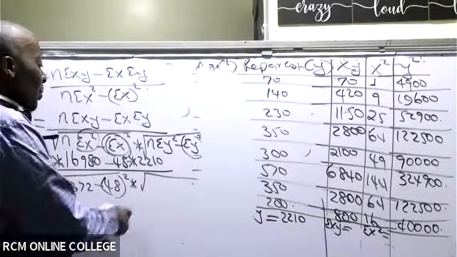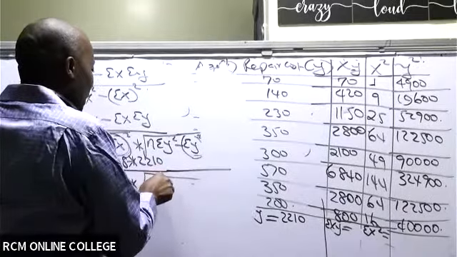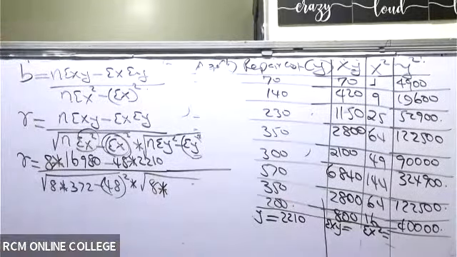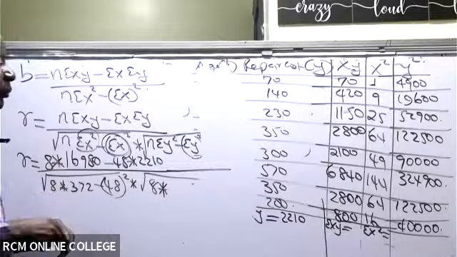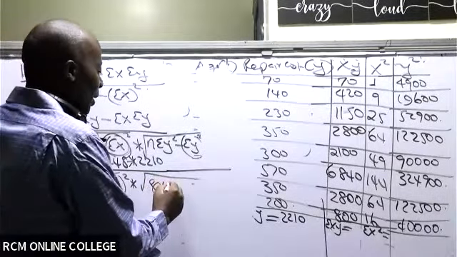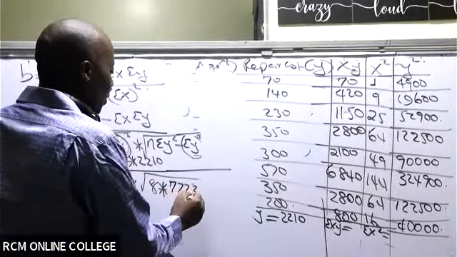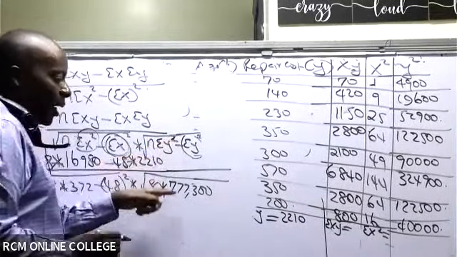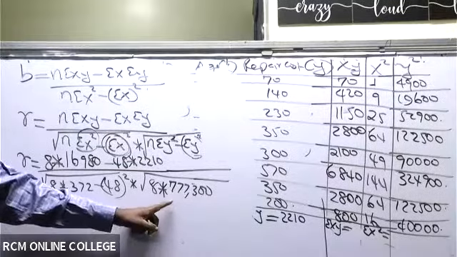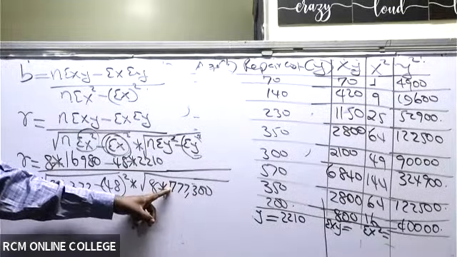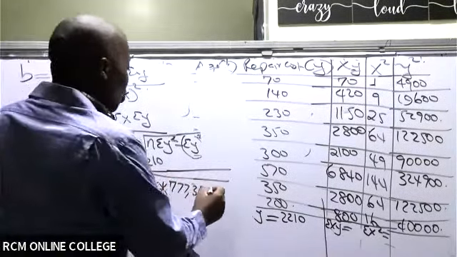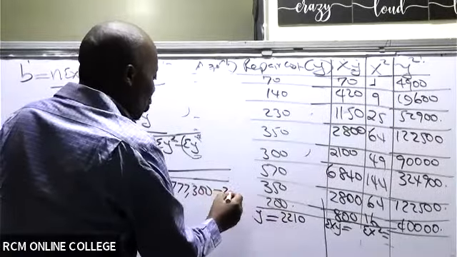we have, ladies and gentlemen, n which is 8, times summation of y squared. Summation of y squared, you guys gave me a big number. Was it 777,300? Are you able to remember this number, 777,300? Yes. Minus summation of y that I have here, 2210.